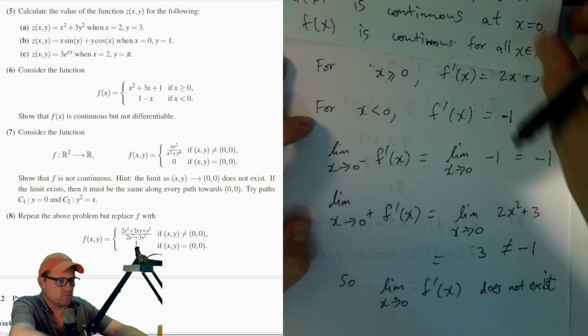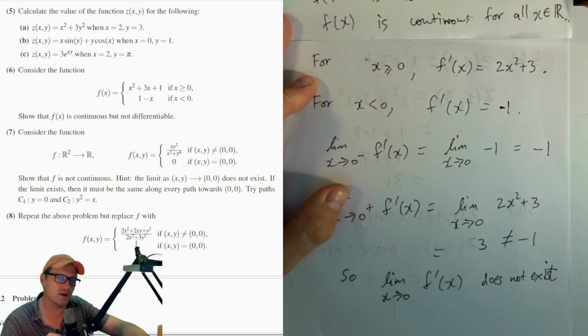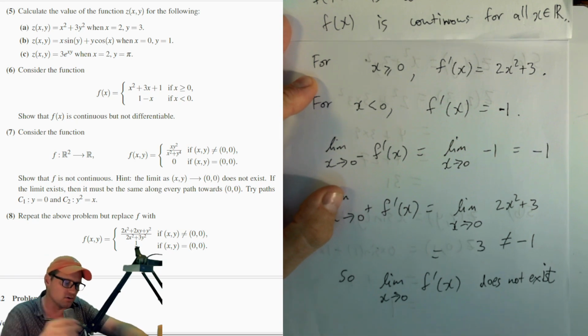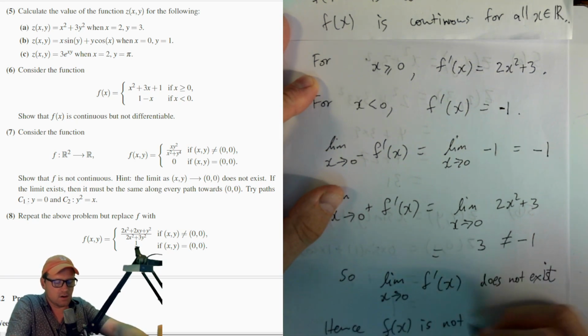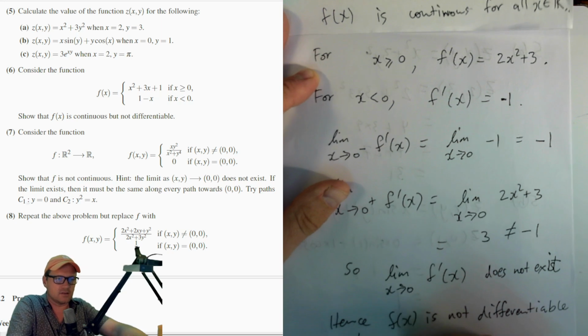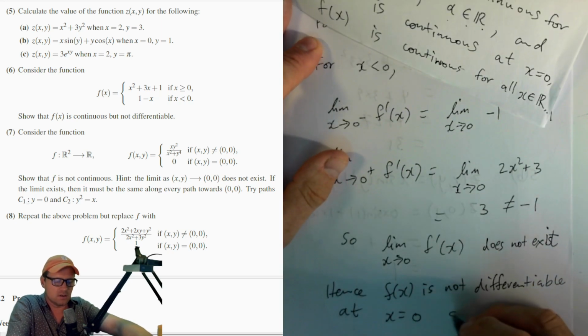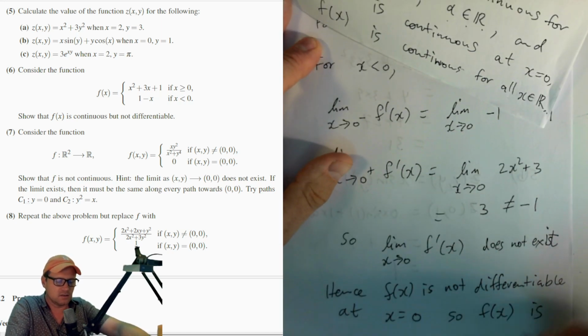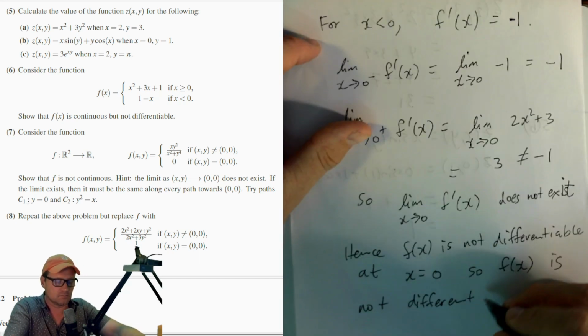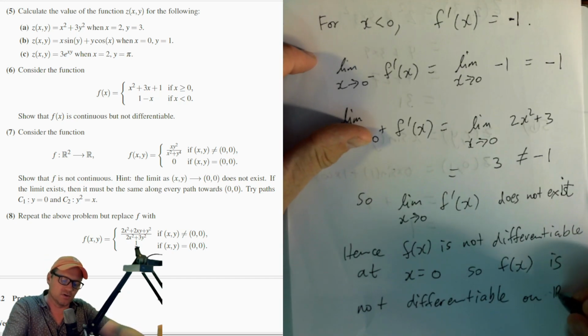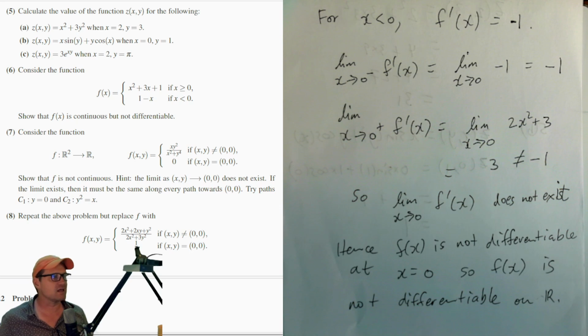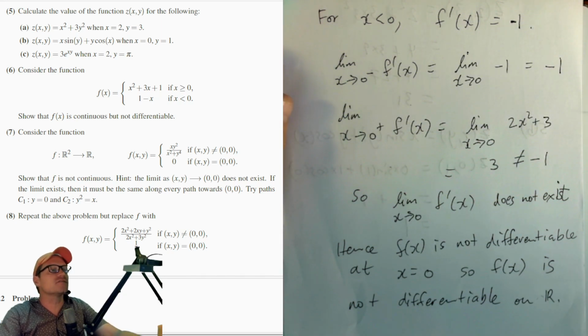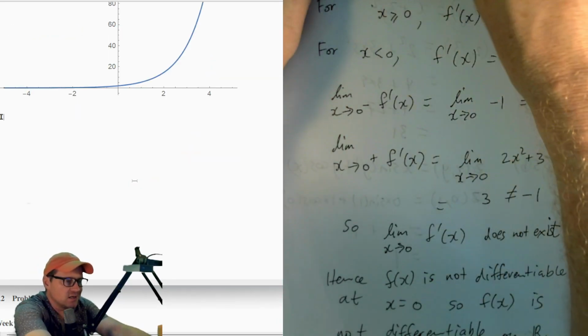And so we say then that f is not differentiable at x equals 0. So f(x) is not differentiable at x equal to 0, and so f(x) is not differentiable on the set of real numbers. Okay, so what we've learned in question 6 is that this function is continuous, but it's not differentiable. So let's go ahead and give a Mathematica plot of this function. I need to put in a conditional.